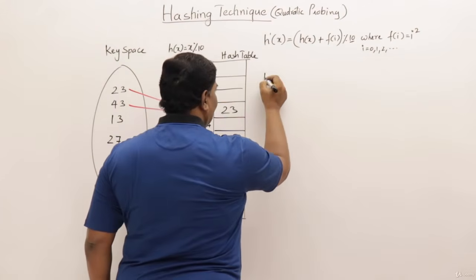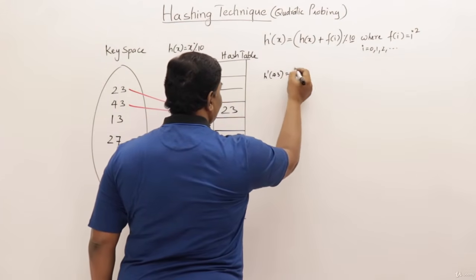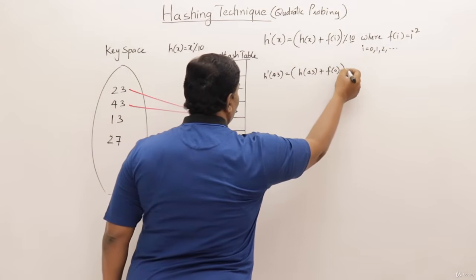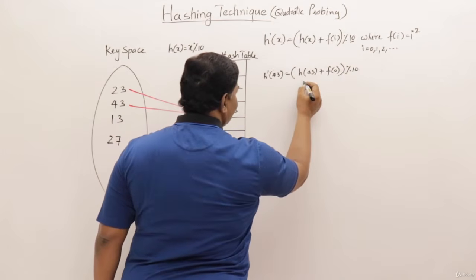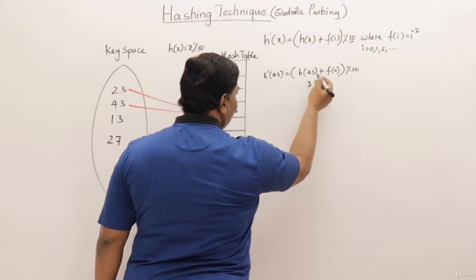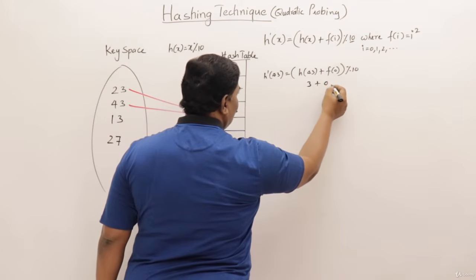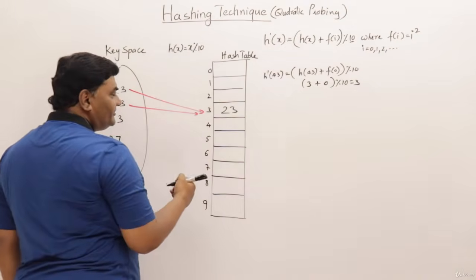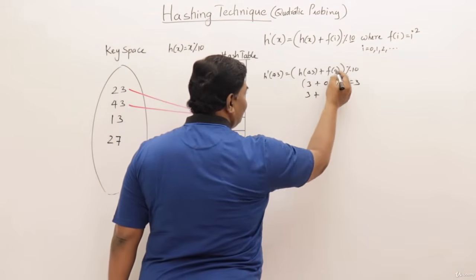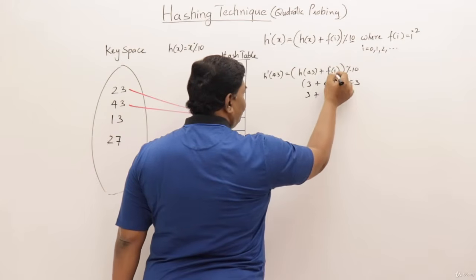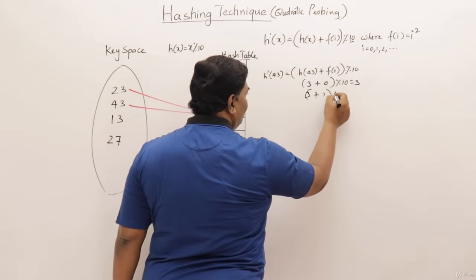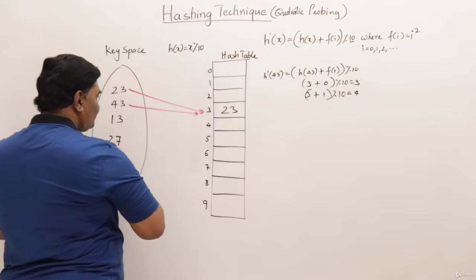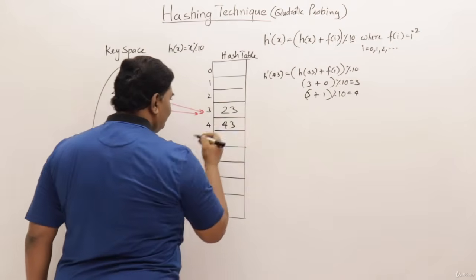So for 43, I will calculate h of 43. This is h of 43 plus f of 0. The first time when it is 0, this is 3 plus 0 mod 10. This is 3, but there is a collision. The next is 3 plus, this should be 1. So when it is 1, this is 1 square, which is 1. So 3 plus 1 mod 10 is 4. Yes, there is a free space. So 43 is stored at the next free space here.